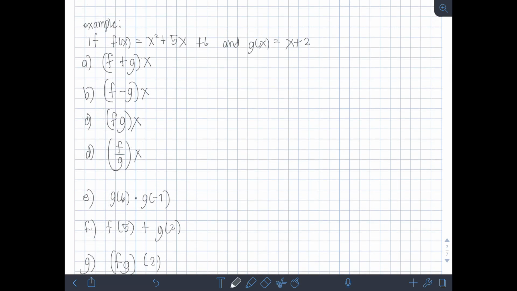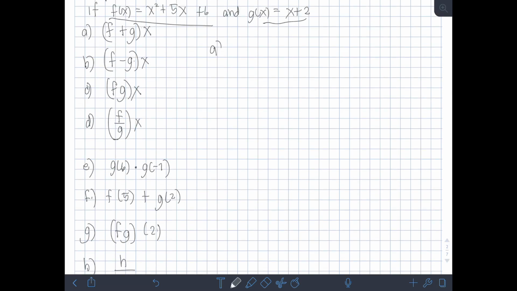So, if f of x is equal to x squared plus 5x plus 6 and g of x is equal to x plus 2, find a, f plus g of x. So, dito na lang. So, f plus g of x is the same as f of x plus g of x, right? So, a-add nyo lang.